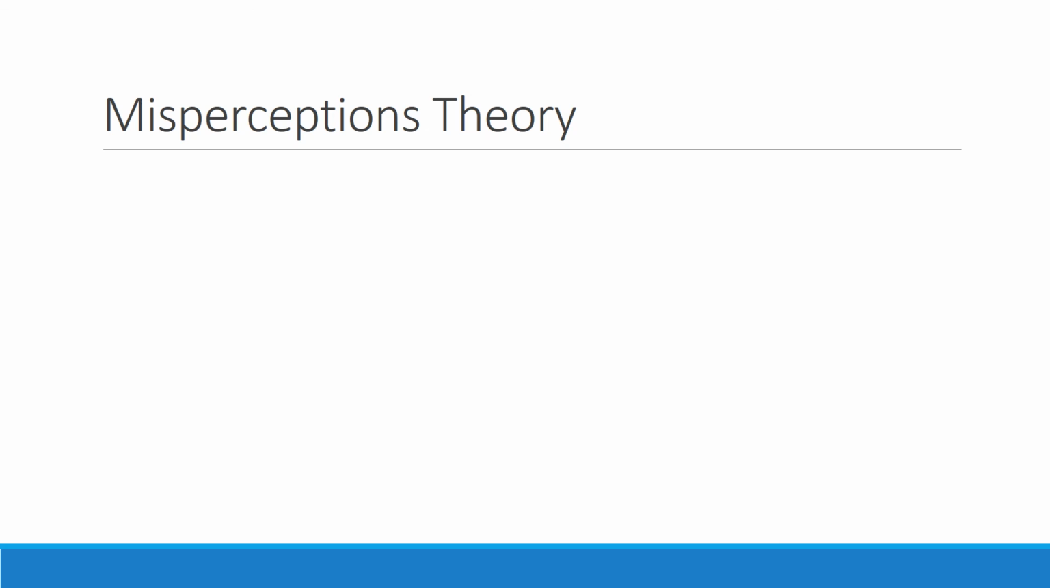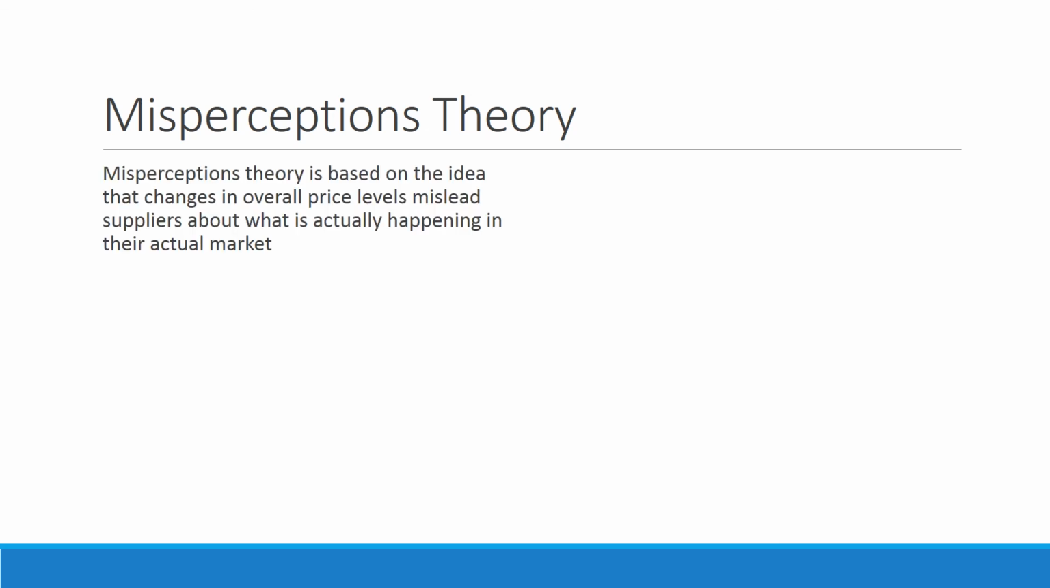Okay, so our third theory here, misperceptions theory. It's based on the idea that changes in the overall price levels mislead suppliers about what is actually happening in their particular market. What we're referring to is overall, which means economy-wide, the aggregate price level, compared to their actual market. For example, if we were talking about the market for, say, cell phones, the overall price level was maybe increasing, but in their actual market, maybe it wasn't. Because they saw the overall, it created a misperception of what was really taking place.